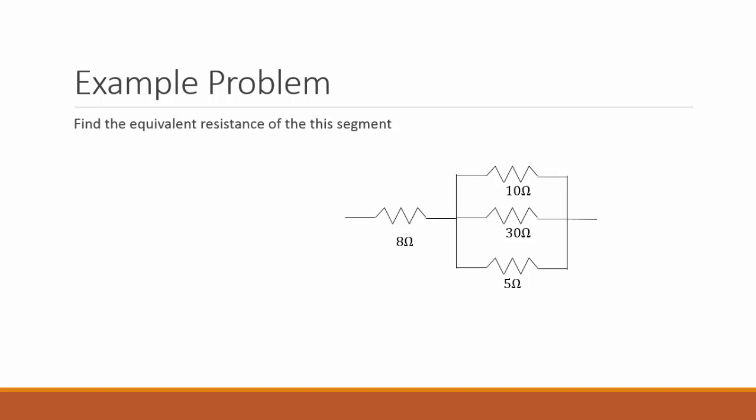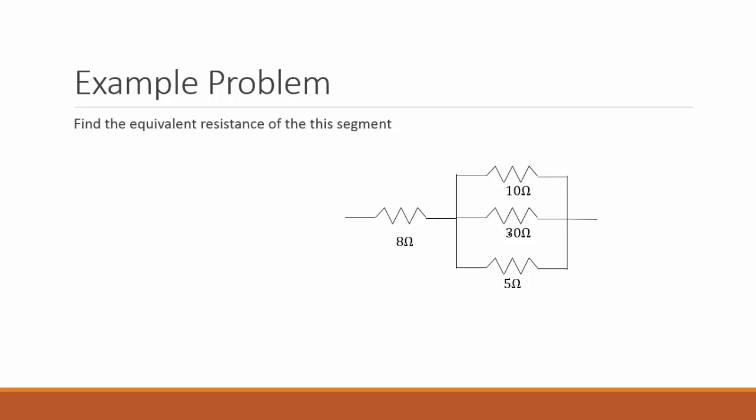In this video, we'll be doing an example problem looking at the equivalent resistance of a simple segment of resistors. The first step in doing this is to identify which resistors are in series and which ones are in parallel. Now we have 4 resistors here, and the thing I want to note is that only 3 of them are currently either in series or in parallel.